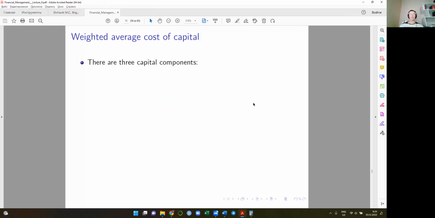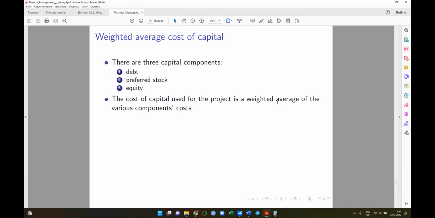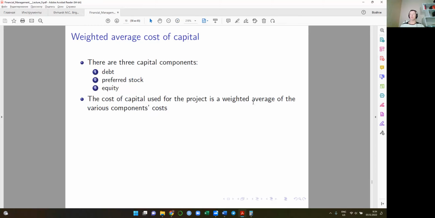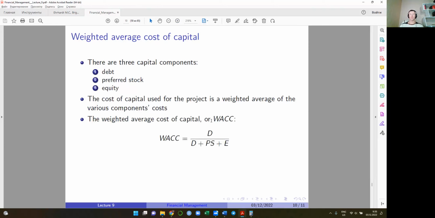Now, when we know the cost of all three components, debt, preferred stock, equity, and when we are able to evaluate each component's cost, we need to collect this in one measure. And this one measure is the weighted average of these various components' costs. So we call this the weighted average cost of capital.